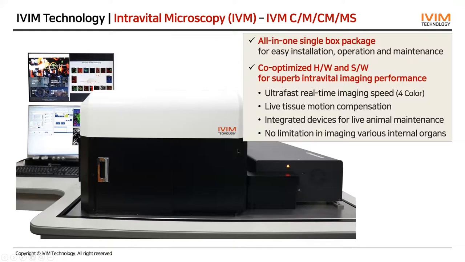And this system has co-optimized hardware and software for intravital imaging. So it has several features like ultra-fast real-time imaging speed with simultaneous four-color imaging. It also has live tissue motion compensation functions, so you can easily mitigate the tissue motion during the imaging. And it integrates other apparatus and devices for live animal maintenance, such as a temperature heater, a body temperature maintenance system. We also have many other accessories and apparatuses for the various internal organ imaging.